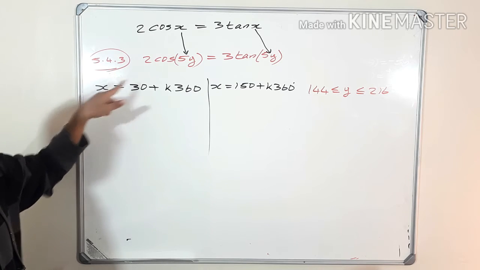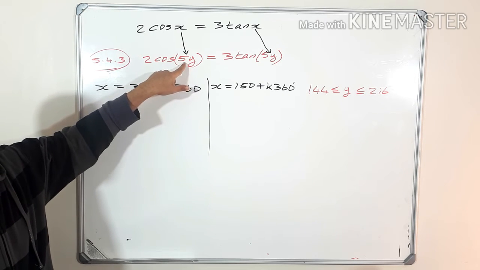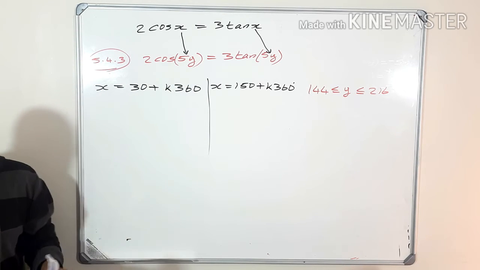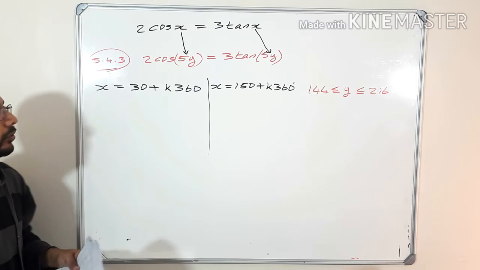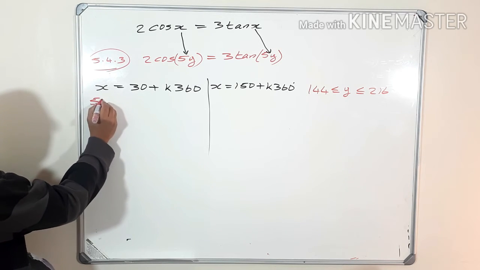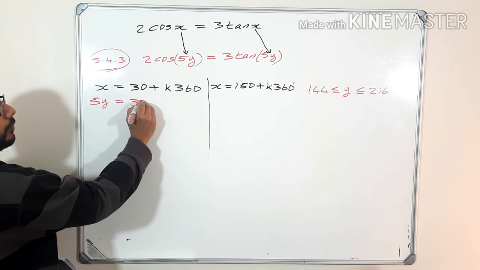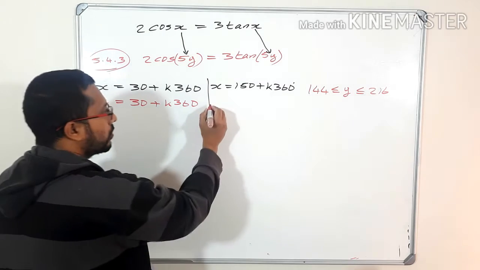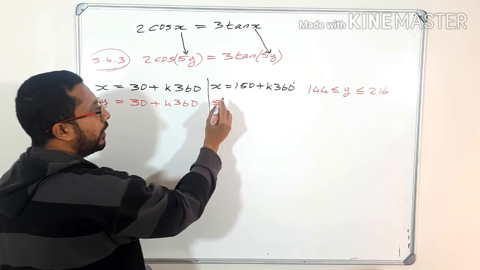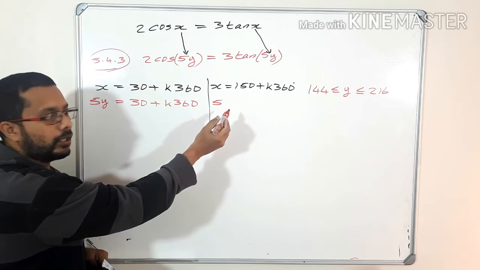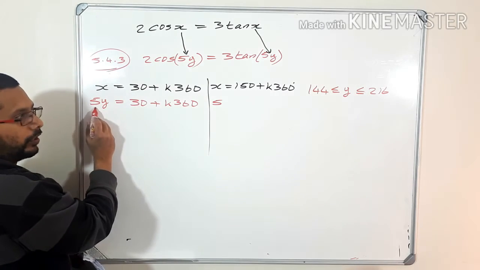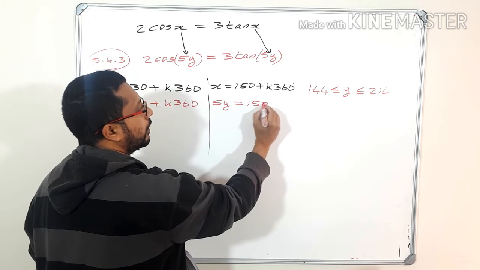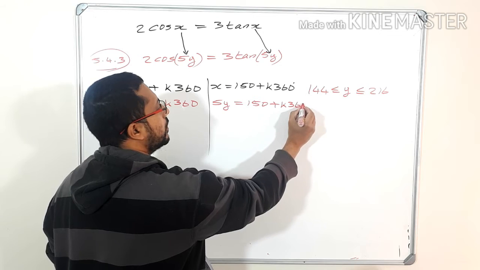But in this question, what is the only change? Instead of x, we have to write 5y. So look at what I am going to write. Instead of that x, we write 5y, so 5y is equal to 30 plus k 360. Here also, instead of x, we write 5y, so 5y is equal to 150 plus k 360 degrees.